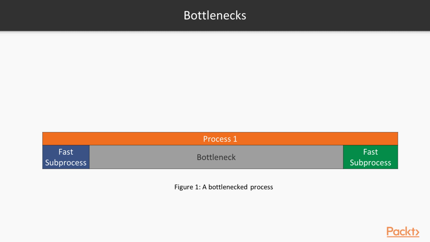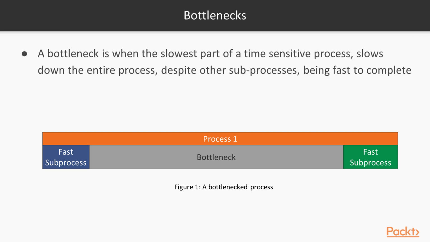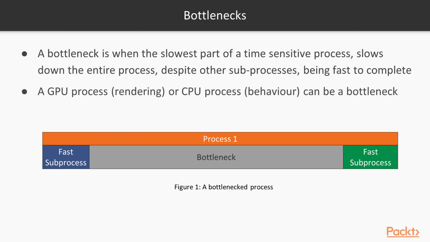When the CPU or GPU is preventing the scene from rendering at a reasonable rate, this is called a bottleneck. A bottleneck is when the slowest part of a process slows down the entire process, despite other parts of the process being fast to complete. We will return to bottlenecks in Chapter 3.1.